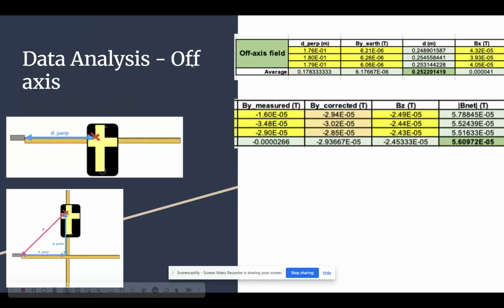So, data analysis off axis. This again was in the spreadsheet, and it was calculated similarly to the on axis, except we now have 2 separate perpendicular distances that we have to account for. So again, this was the on axis and this was the off axis, and over here we are given the d perps, and we are also given the averages as well.